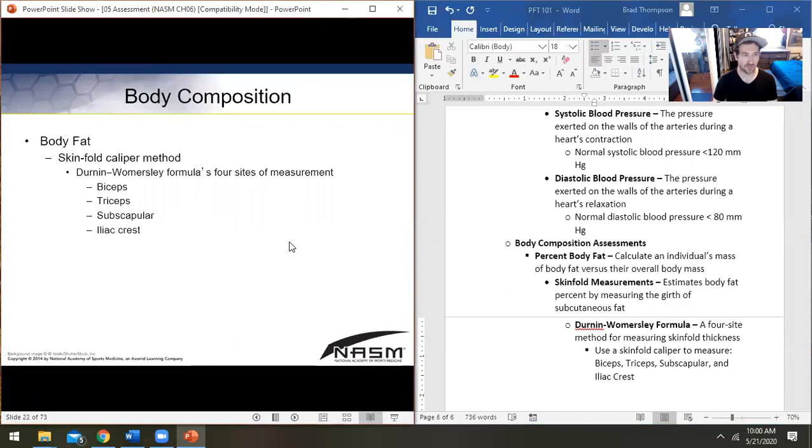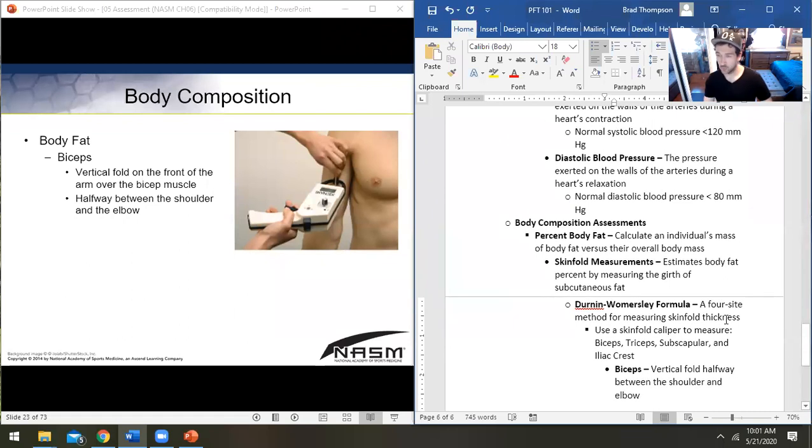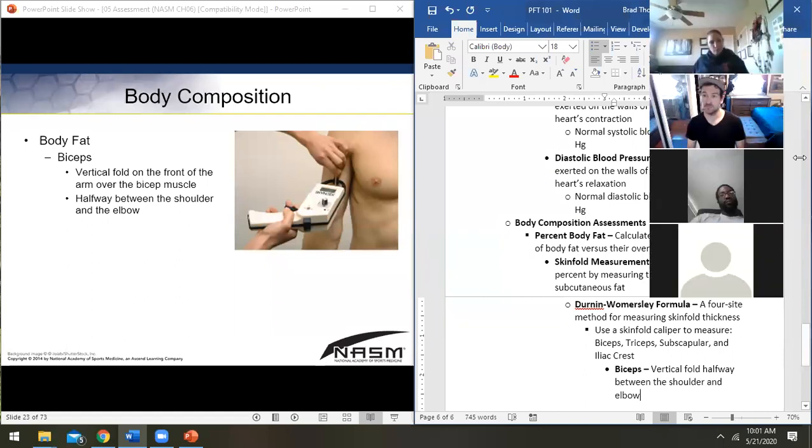So those are the methods. Your bicep, you're going to do a vertical fold halfway between the shoulder and elbow. So we're giving you a lot of details here.